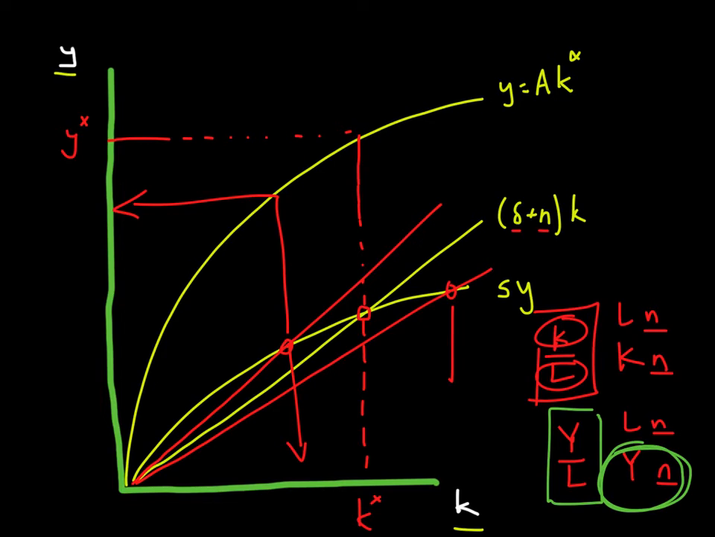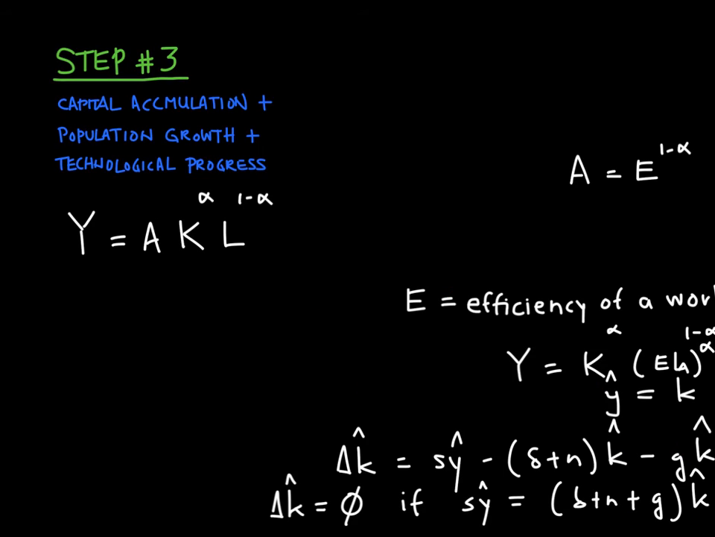Alright, so once again, this is where we're at. Next step is to add technological growth, and maybe that can give us an increase in the output per person over time. Sustainable economic growth, the way we would like to define it. Okay, so this is step 3. Now we are adding both capital, labor, and technological progress to our model.